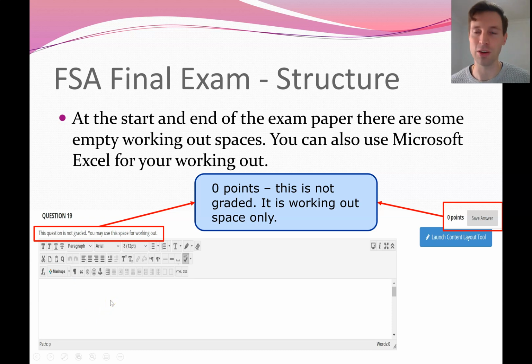So if there's something you're struggling to remember and you want to write it down at the start of the exam, that's fine to do. Okay, so there's going to be 3 spaces in your exam, 1 at the start after the formula sheet, then 1 below that, and then 1 at the very end of your exam. So you can quickly scroll to the top or bottom of your exam page to go to these working out spaces. You could also write any notes you want in your Microsoft Excel spreadsheet that you open up during the exam as well.